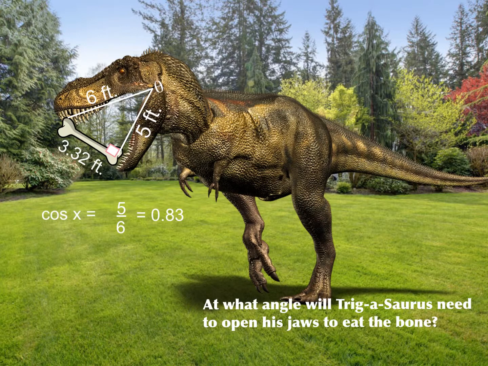Well, just like any kind of algebra type problem, we need to undo an operation to get at our variable x. So the way to undo the cosine is to do the opposite of it, which is the inverse cosine. And whatever you do to one side, you do to the other. So therefore, we get an angle of about 33 degrees.